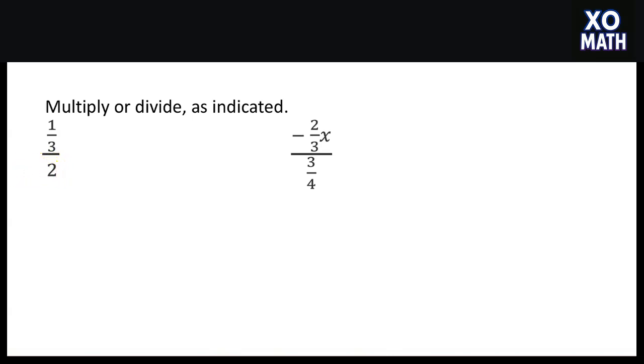So the denominator is 2, but we're going to go ahead and think about that as 2/1. So this problem is equivalent to 1/3 times 1/2, the reciprocal of 2/1. And now, to perform this multiplication, we multiply across the numerator and multiply across the denominator. So 1/6 is our answer.